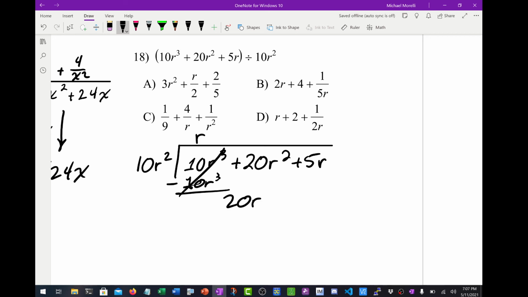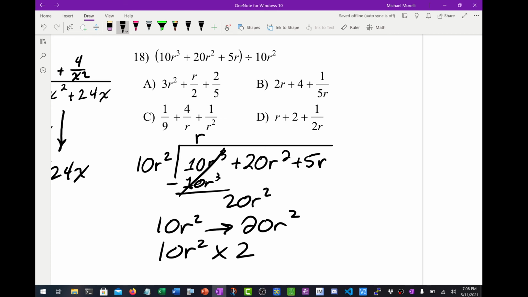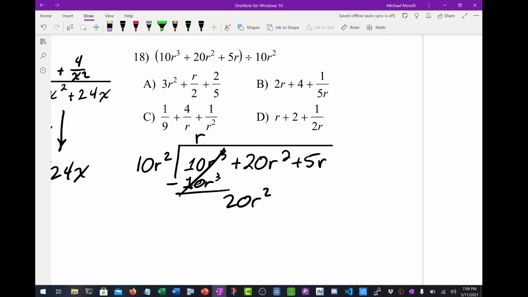Bring down 20r squared. So now I want to turn 10r squared into 20r squared. Another easy task, especially compared to the problem we just completed. I'm just going to multiply by 2. That's it. See? So the next term of my quotient, I'm just going to add plus 2. So now 2 times 10r squared is 20r squared. Once again, we have no remainder, and we bring down the 5r.